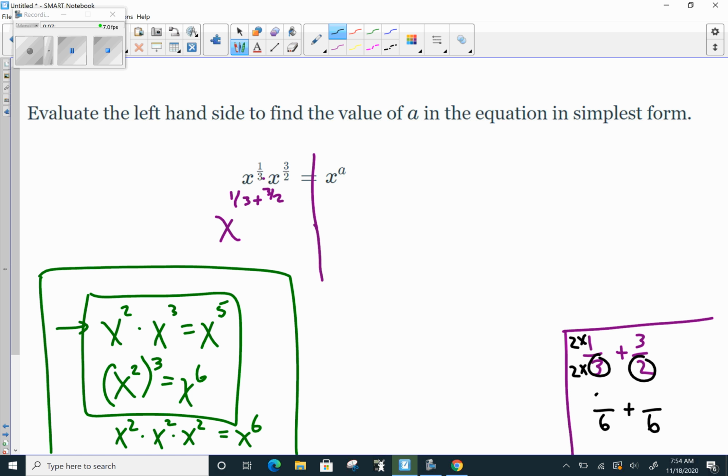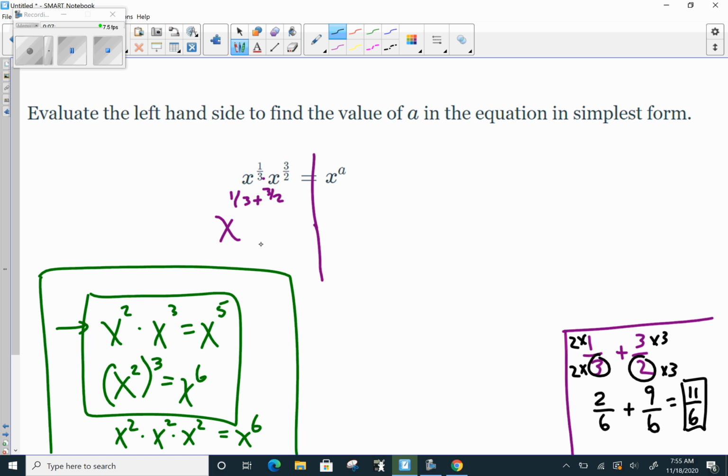2 times 1 is equal to 2. You do the same thing on this side. To get from 2 to 6, you multiply by 3. We always multiply or divide, not add and subtract. So whatever you do to the bottom, you do to the top. 3 times 3 is equal to 9. And now you just add as regular. 2 over 6 plus 9 over 6 is 11 over 6, not 12 over 6. We have to keep the same denominator. So it's 11 over 6.